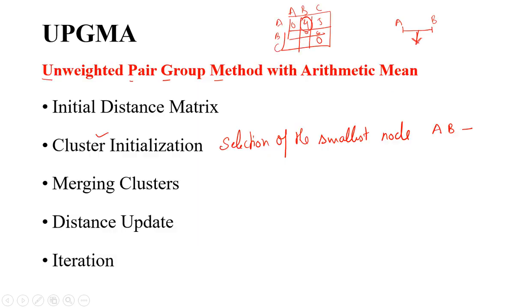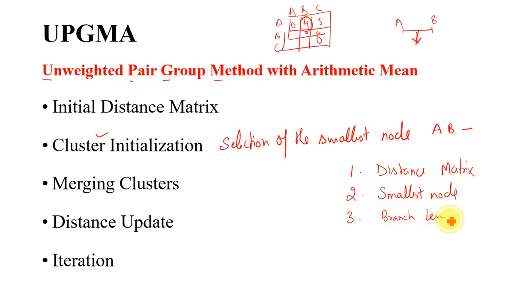If I summarize these steps again, first you have to start with the distance matrix, and from this distance matrix you have to select the smallest node. Then you have to calculate the branch length, and then you have to update the distance matrix. Then you have to repeat the step, meaning you have to perform iterations.